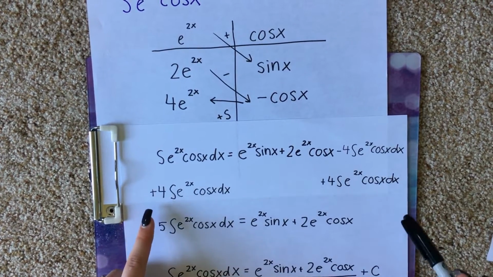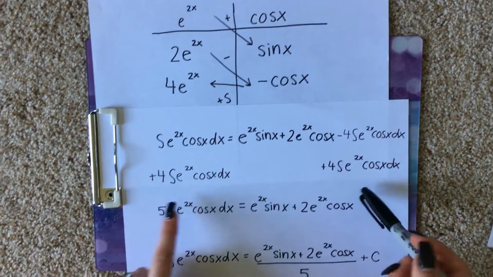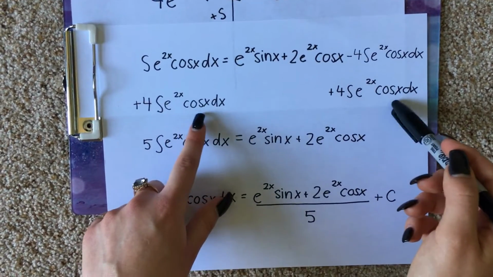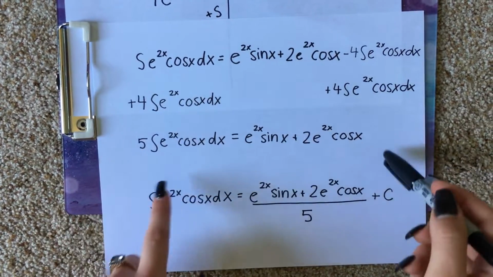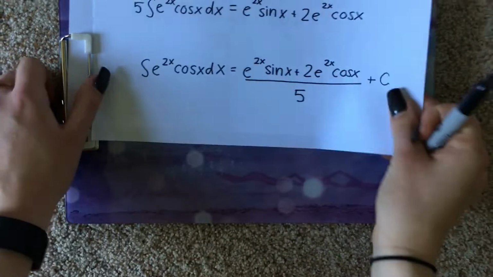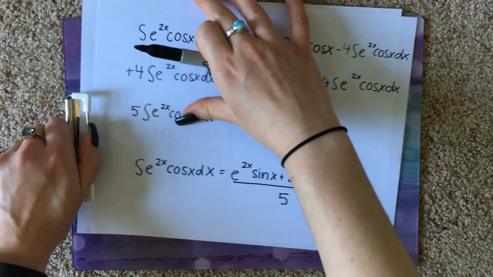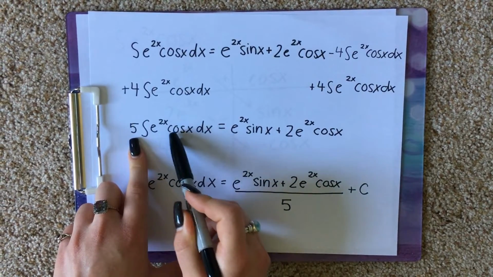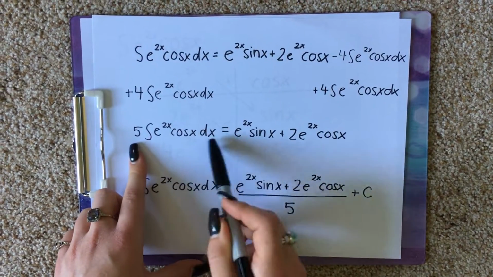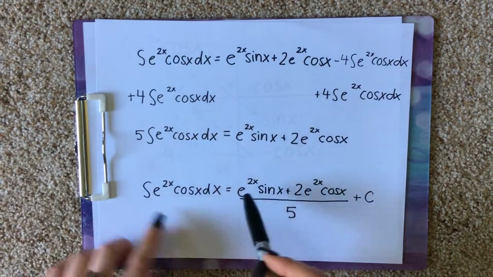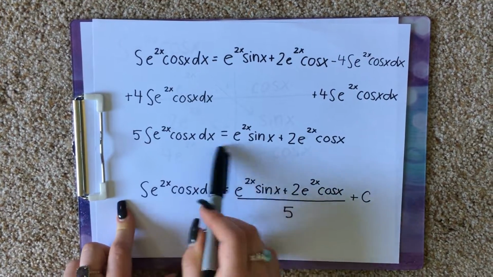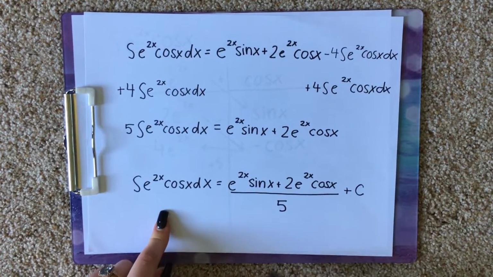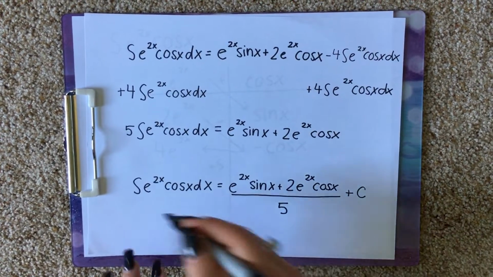So I'm just going to use a little bit of algebra to finish up this problem. I'm going to add 4 integral e to the 2x cosine x dx to both sides, and then I end up, let me just clean this up for you guys, with 5 integral e to the 2x cosine x dx equaling our solution. And just some basic algebra, I'm going to divide by 5 on both sides and add an integration constant. And this is our final answer right here.